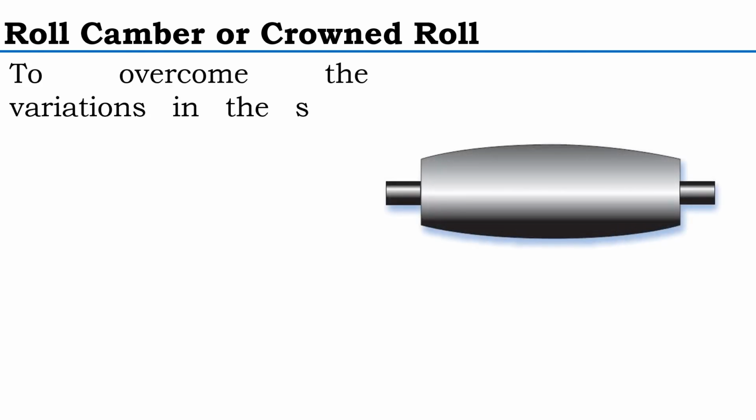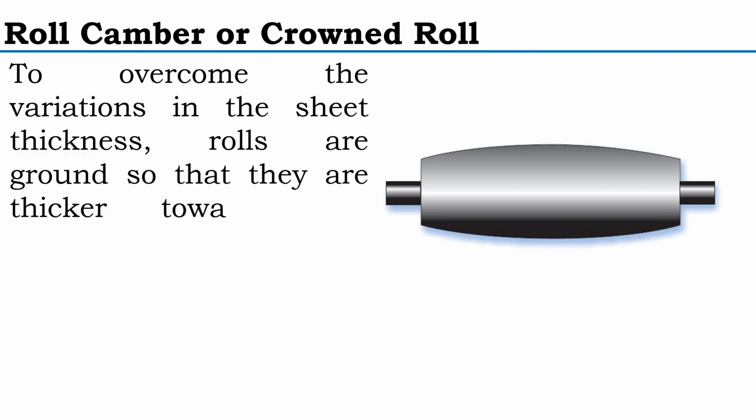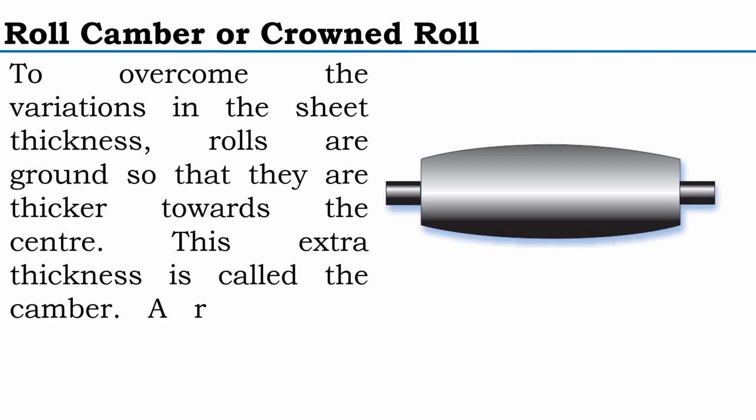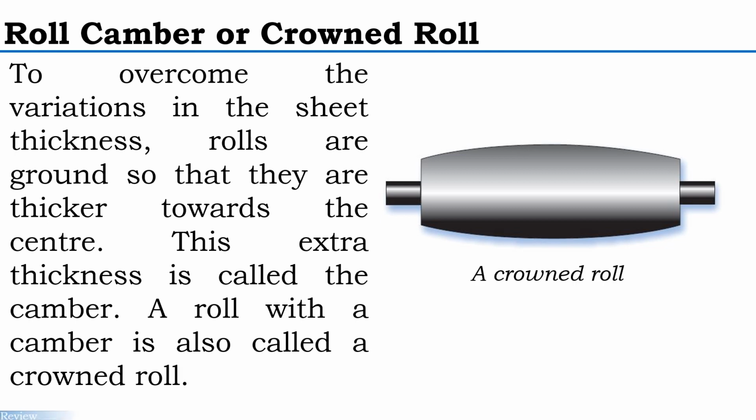Roll camber or crowned roll. To overcome the variations in the sheet thickness, rolls are ground so that they are thicker towards the center. This extra thickness is called the camber. A roll with a camber is also called a crowned roll.